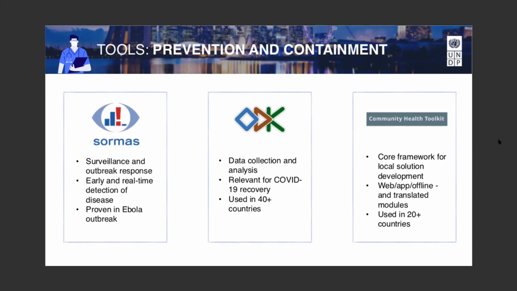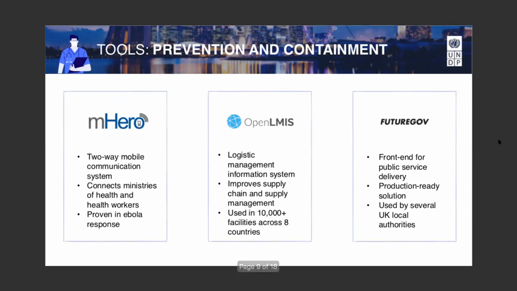And then finally here on this slide is the Community Health Toolkit. This is a suite of products founded on the kind of core open source framework, which has been built to function on web, app, and on offline, also with a number of translations for many global languages. And then the final ones here on the prevention and containment side are mHero. This is a two-way mobile phone communication platform, allowing ministries of health or others to keep in touch with healthcare workers. For example, allowing kind of real-time interaction with workers checking they have suitable resources, that they know where they're going, who they're speaking to, and so on. And this has also been proven in the Ebola response a few years ago.